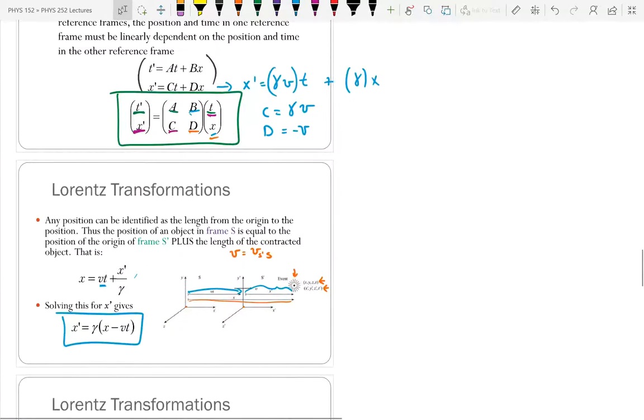Let me just zoom out so I don't screw it up. It's positive for the x and it's minus gamma v for the t. There's my sign. So that means C is minus gamma v and D is gamma. So I have two of my coefficients already. That was quick, which is good.